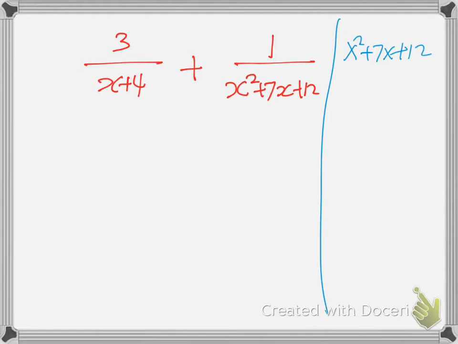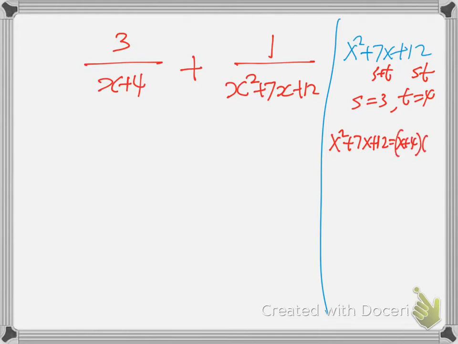So for x squared plus 7x plus 12, last time we did s and t, right? S is 3, t is 4. We already did this a lot of times. Product is 12, sum is 7. So s and t are 3 and 4. So the denominator x squared plus 7x plus 12 is x plus 4 times x plus 3. Okay, so now let's write down this step.